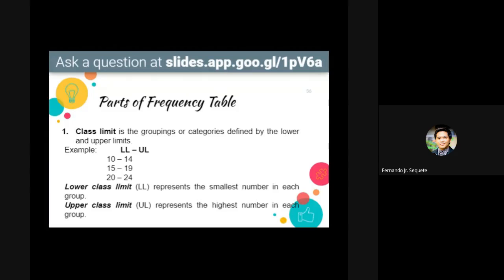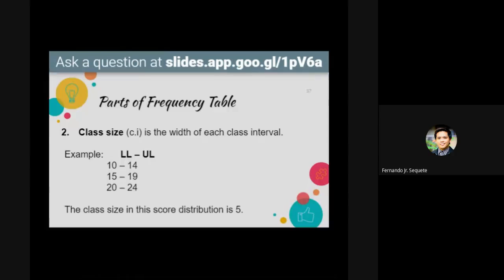Yeah, tama. Okay? Any questions so far? And so far, so let's continue. Next would be the class size.